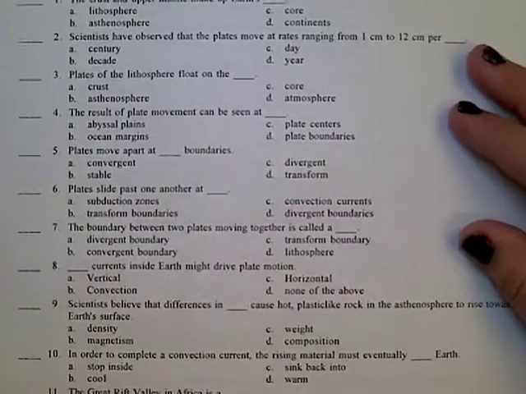10. In order to complete a convection current, the rising material must eventually blank Earth. A. Stop inside, B. Cool, C. Sink back into, or D. Warm. 11. The Great Rift Valley in Africa is a blank. A. Mid-ocean ridge, B. Divergent boundary, C. Convergent boundary, or D. Transform boundary.